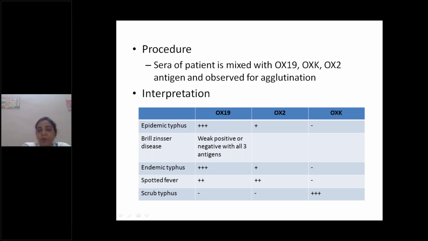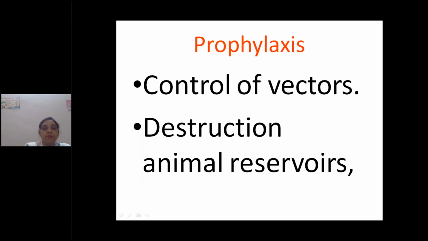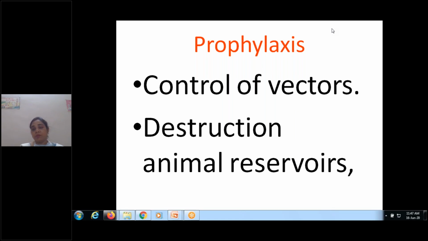Next one is spotted fever group. In spotted fever group, Proteus antigens OX19 and OX2 will be positive but not strongly positive. In the case of scrub typhus, only OXK antigen will be positive; OX19 and OX2 will be negative. Prophylaxis. How will you prevent Rickettsia infection? Control of vectors and destruction of animal reservoirs.